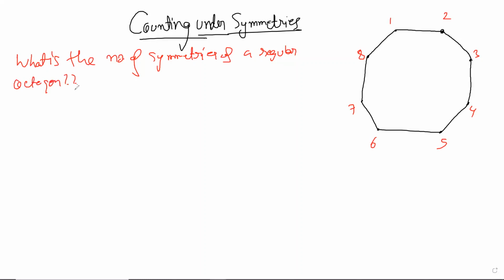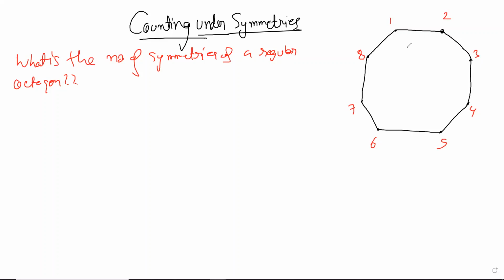So what do I mean first? My question is: how many ways can you move the octagon around, keeping it as a solid? This is a solid boundary. You can't twist it and so on.